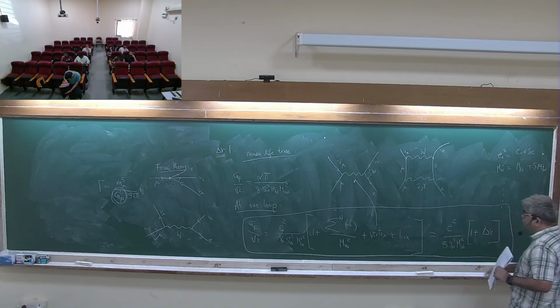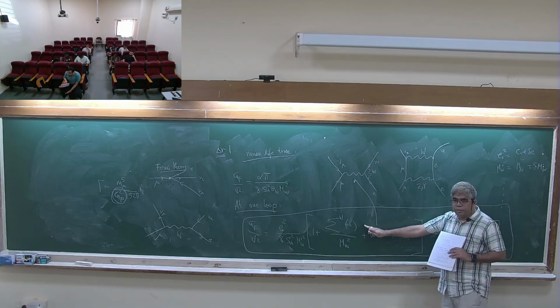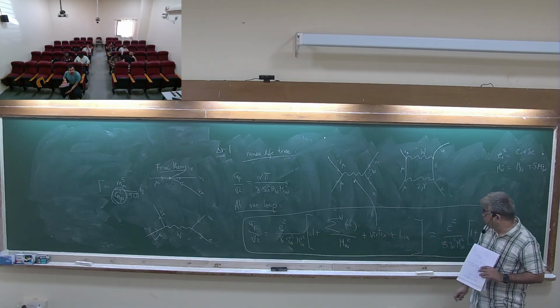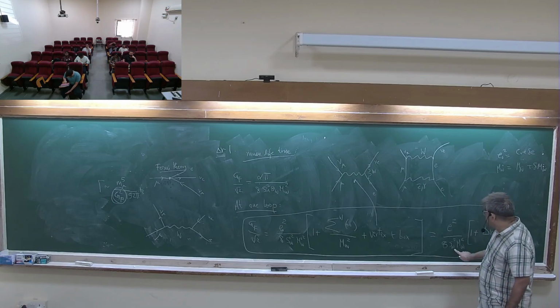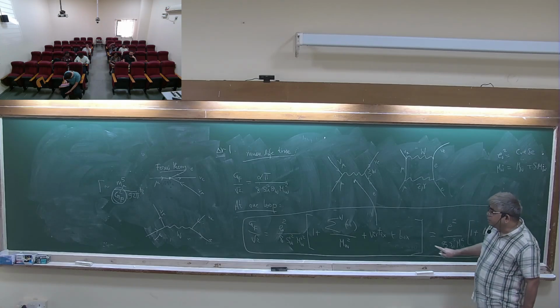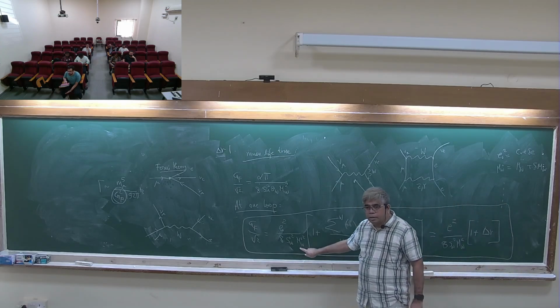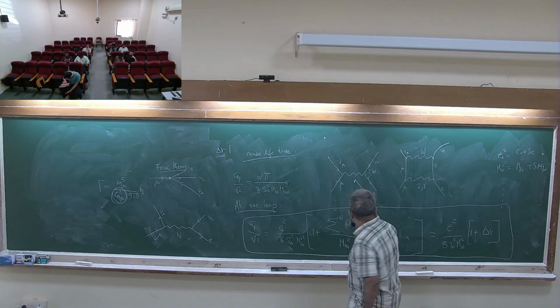Now this part we already calculated. We know what it is essentially. sW square, this is s0, M0. No, these are renormalized quantities.